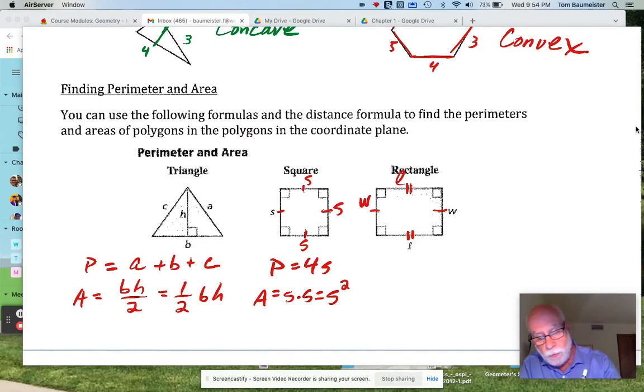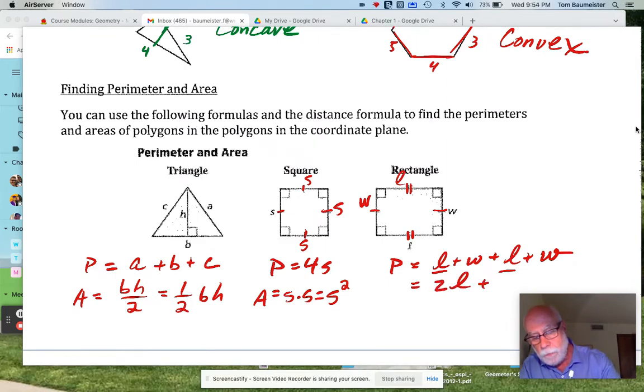So if we look at this one here, we can write the perimeter as L plus W plus L plus W. Or the easier way is to think is I'm going to combine the like terms. So that would be 2 times L plus 2 times W. And again, the area on this here is length times width, or L times W.